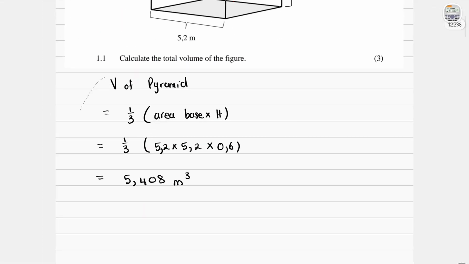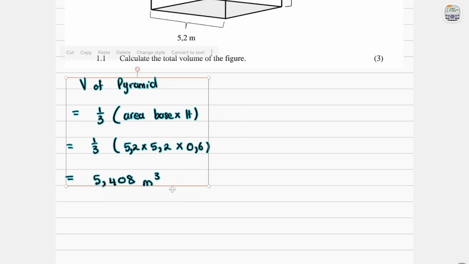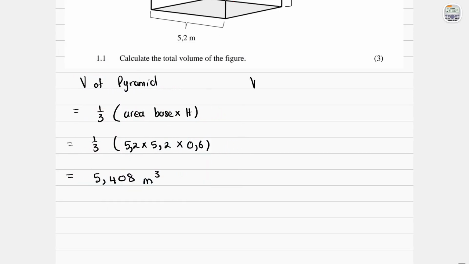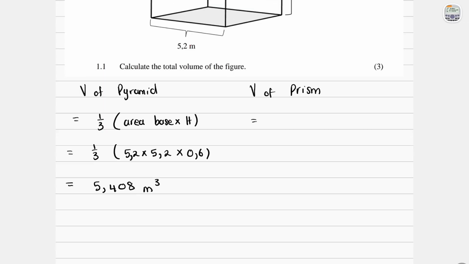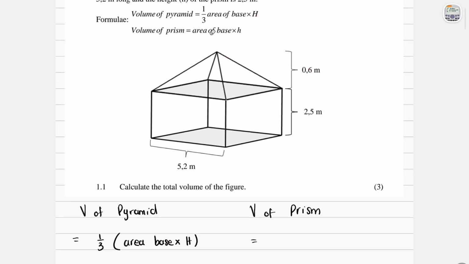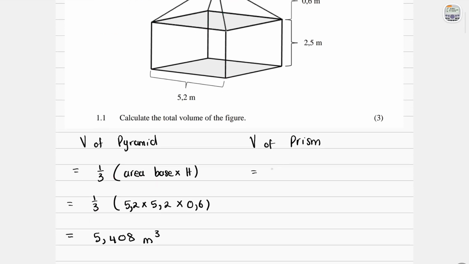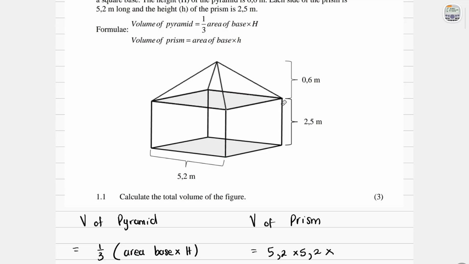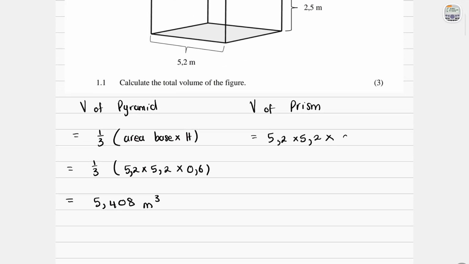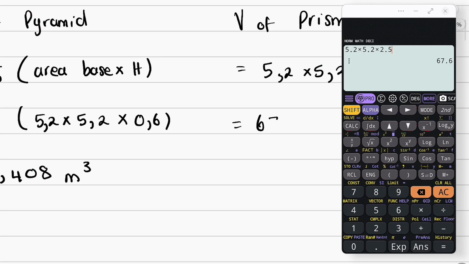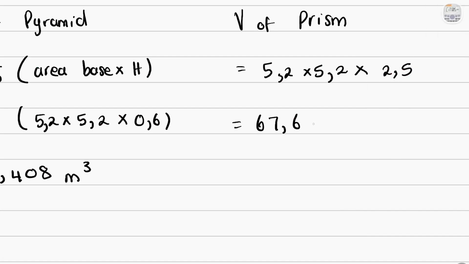And then we would need to get the volume of the prism. Okay, so let's find that. That prism is really just simple. It is just the area of the base, again, times the height. So the area of the base, that is 5.2 by 5.2. So we say 5.2 squared, and then multiply by the height of that prism, which is 2.5. So that's 2.5, and let's get our answer. And that is 67.6 meters cubed.